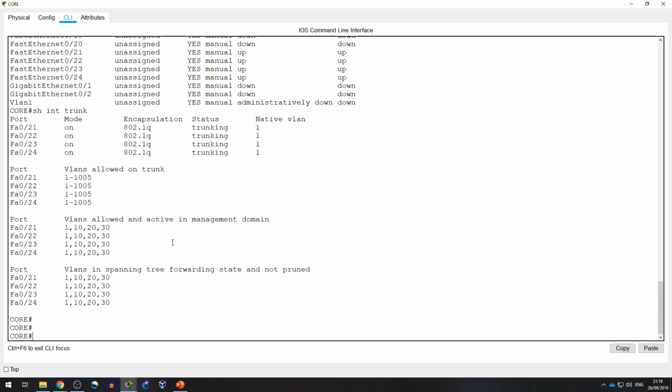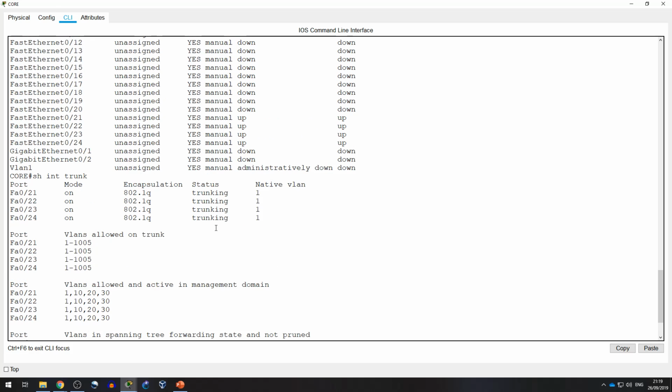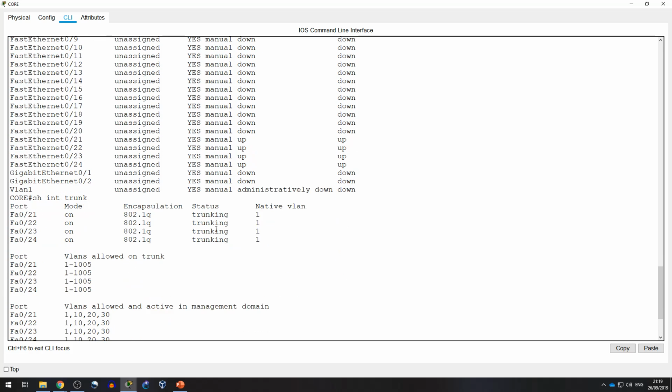So there we go. VLANs allowed on trunk. These are the ports that are trunked. VLANs allowed and active in management domain. All of them on that trunk. So it's basically just showing us that those are trunked. There you go. It's 802.1Q encapsulation, which those of you who did it last year should remember. Trunked on native VLAN 1.